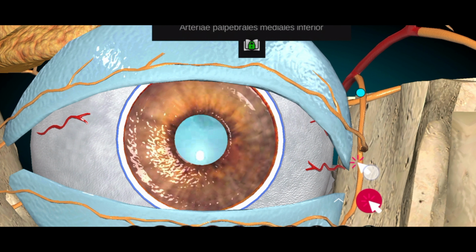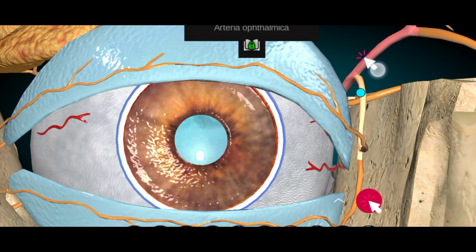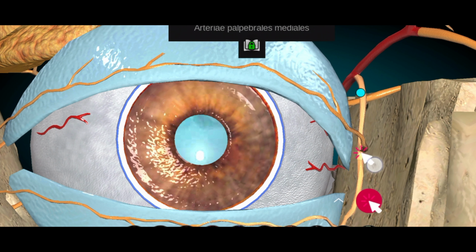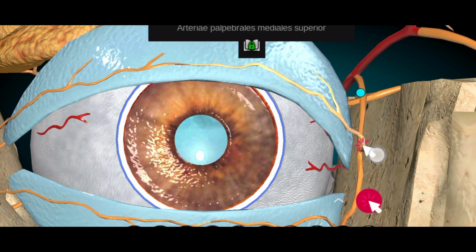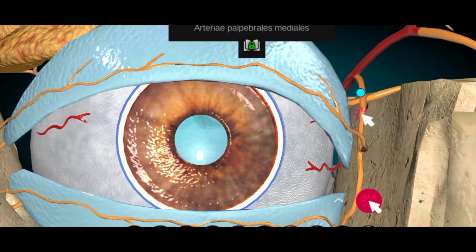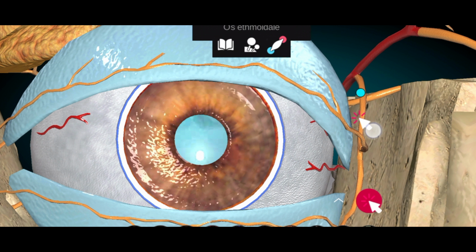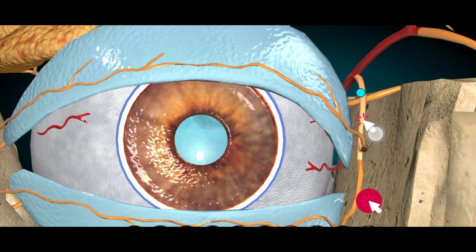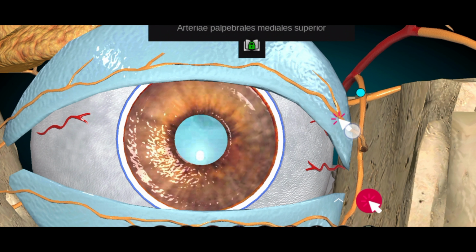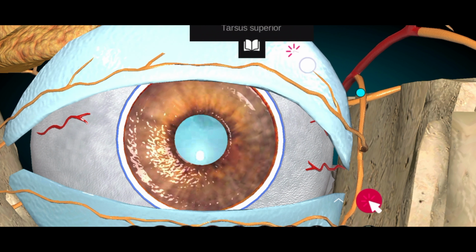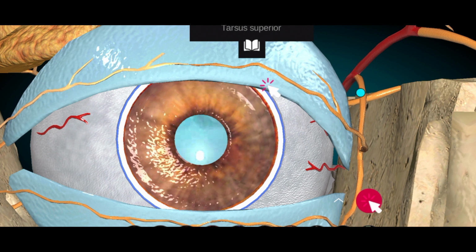Here you can see that this is also from the ophthalmic artery. There is the branching. This is the medial palpebral artery giving the supply to the palpebrae. These are the medial palpebral arteries, giving supply to the medial part. And this is the superior medial palpebral artery, which gives the supply to the superior palpebrae.